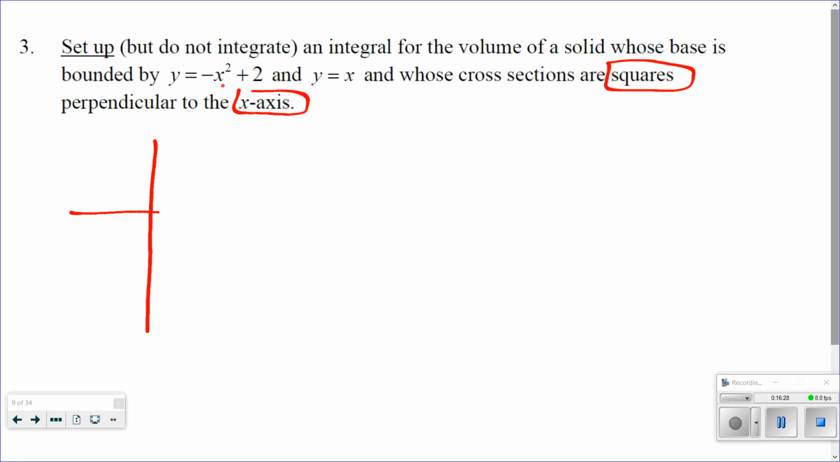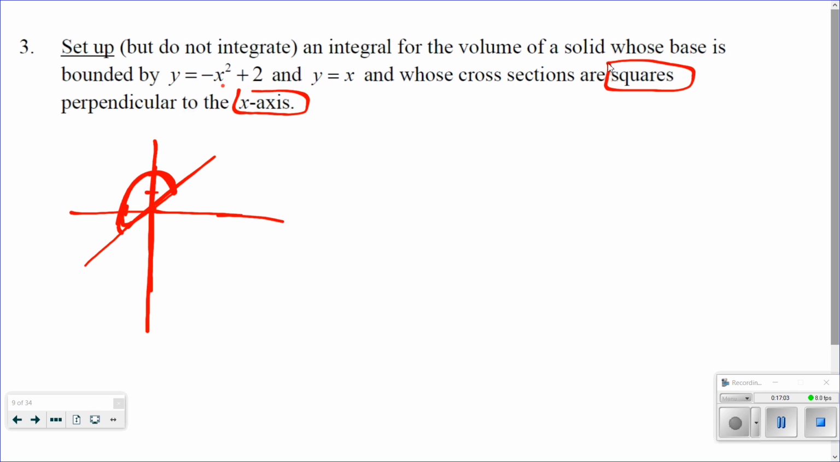So y equals negative x squared plus 2, it's a parabola, right, moved up 2 and opening down. So something like that. That wasn't very good, but we'll pretend like it was. And then the line y equals x. So y equals x is like a diagonal line going up that way. So this is my area up here. I'm just going to erase everything else. So that's my area right here, this enclosed space inside of there.